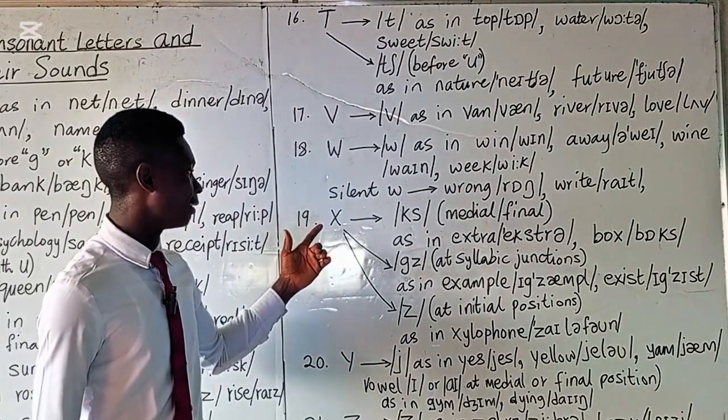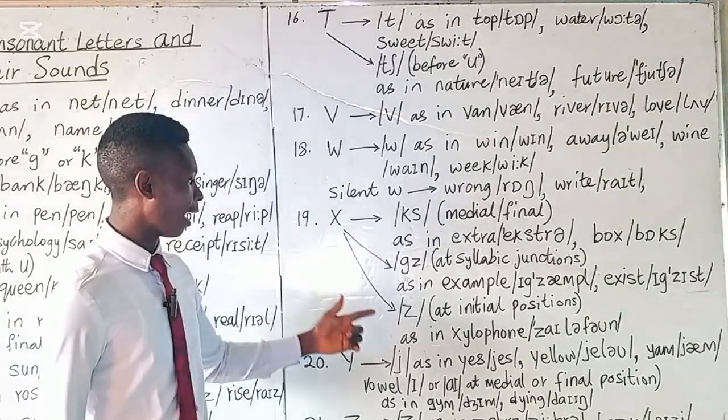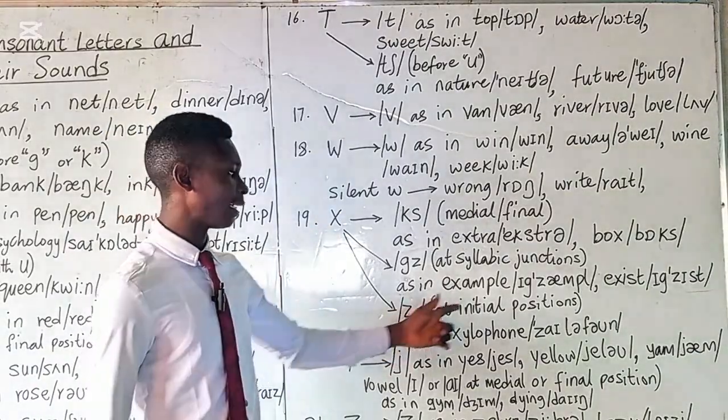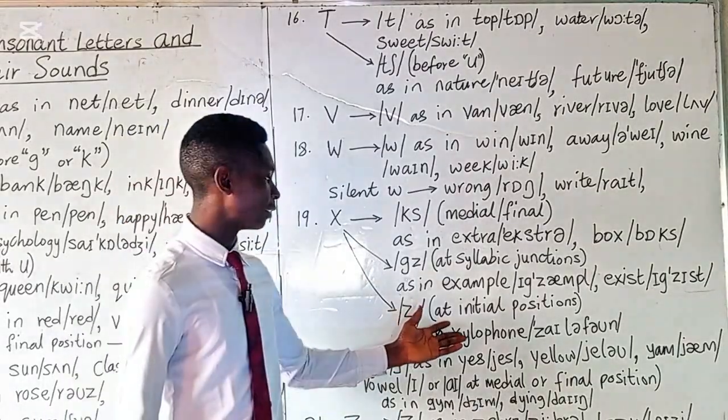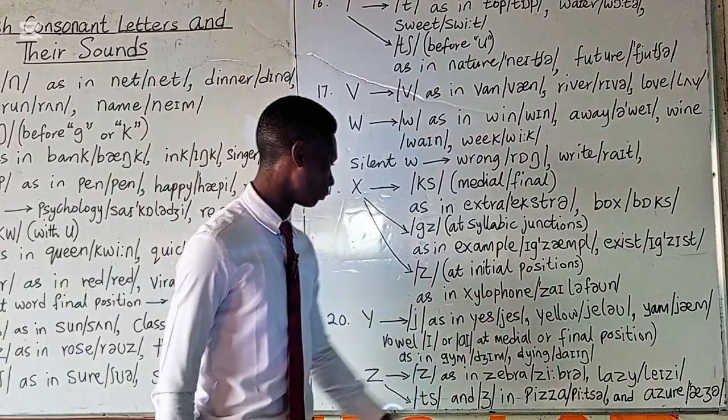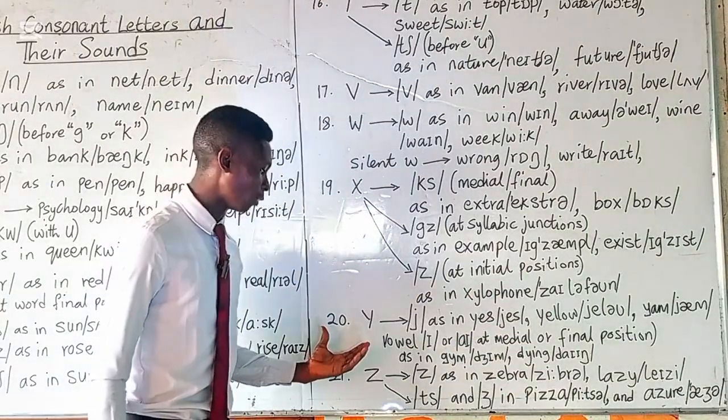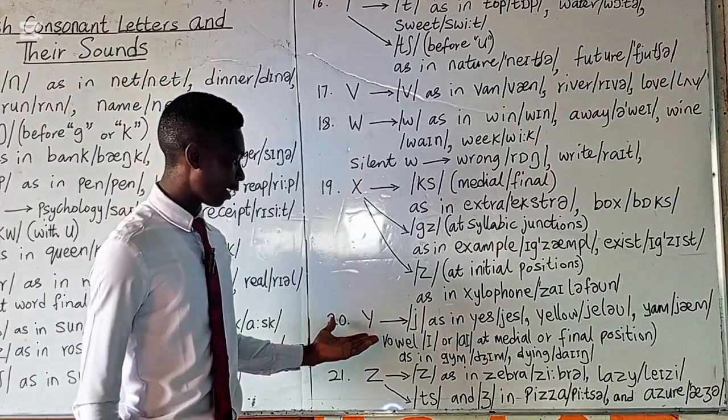However, we can realize the letter X as Z at initial position, that is at the beginning of a word. For example, xylophone. Let's look also at letter Y.